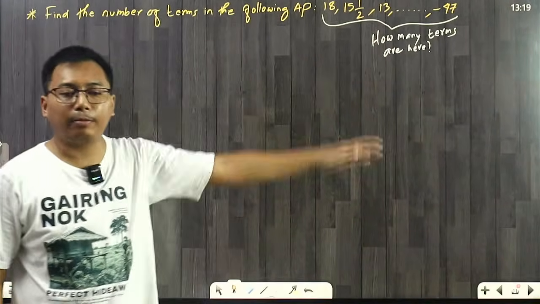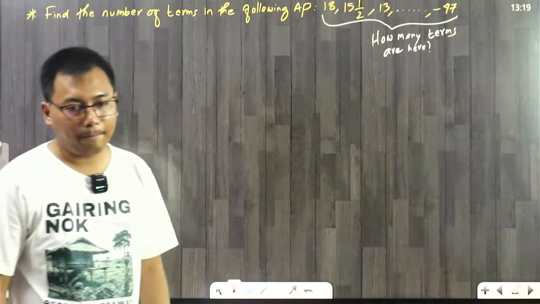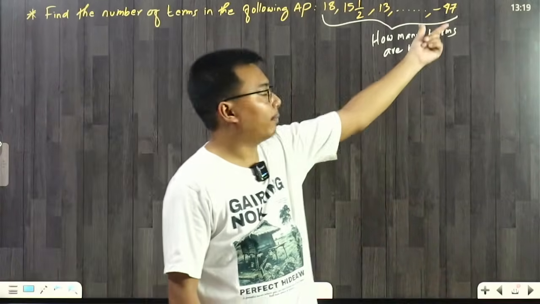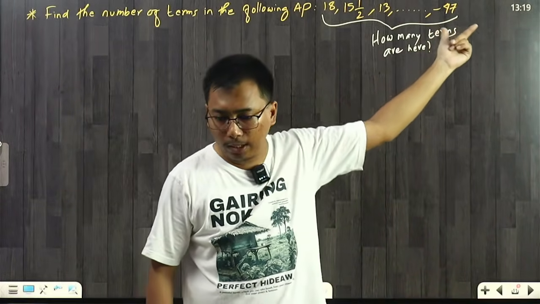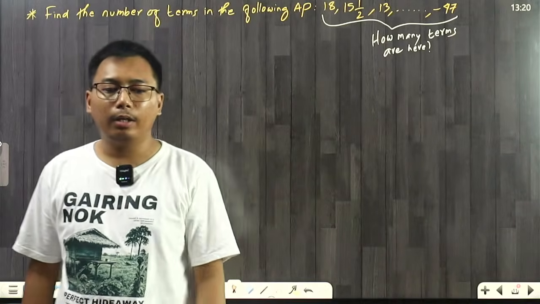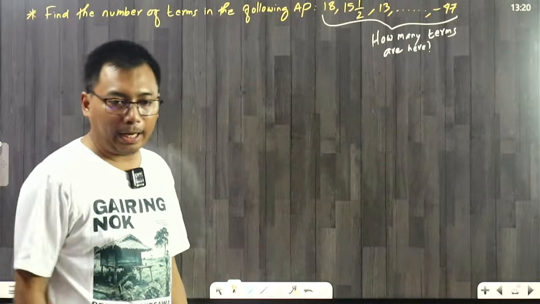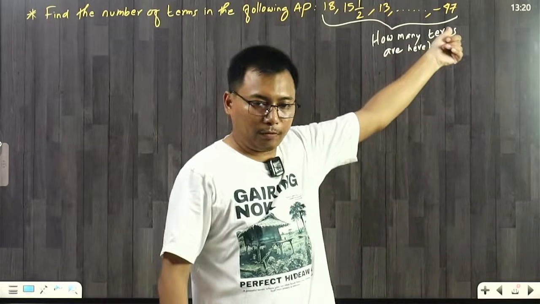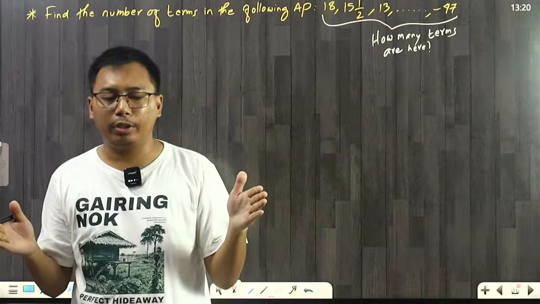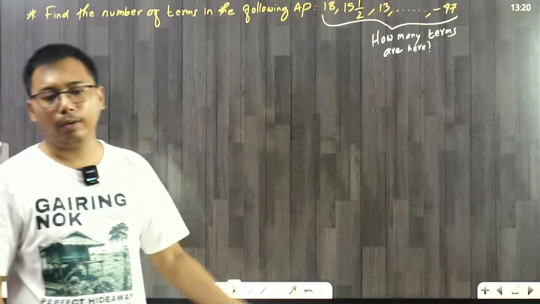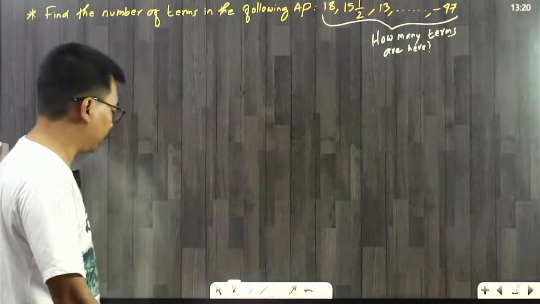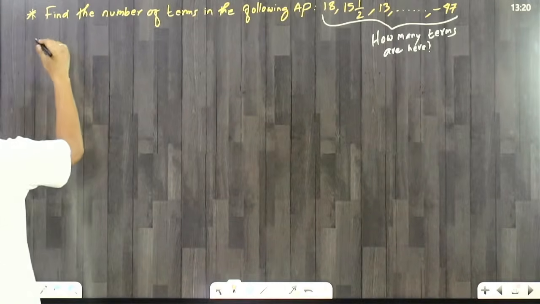So obviously we have to find n again. And what is the last term? Our last term is minus 47 here. How do we represent the last term? By using an. So an is equal to minus 47. Then we put it in the formula, then we solve and find our answer. Okay, let's solve then. Solution.